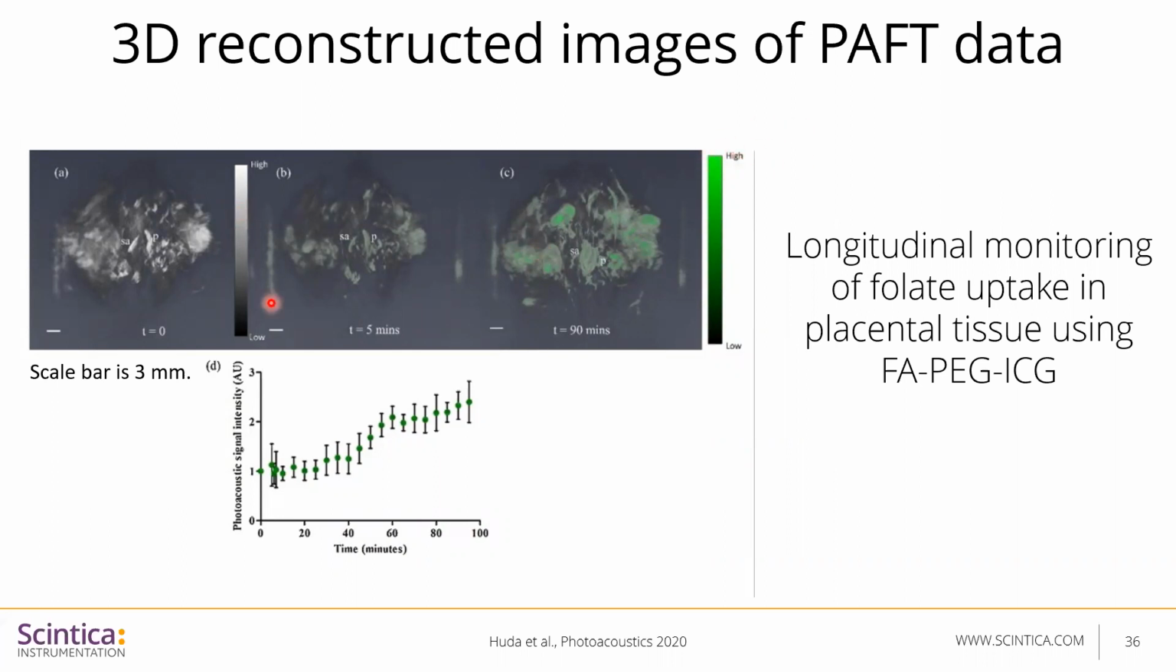The green here is a pseudo-colored map where the highest is green and the lowest is black. So as you can see from this image, at baseline there was no contrast, and post-injection there was an increase, and at 90 minutes there were significantly higher levels of folate-bound ICG. When they plotted it, they were able to see that with time the photoacoustic signal intensity increased, and this was directly proportional to the amount of folate that was found in the placenta.